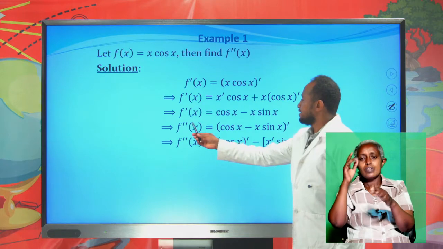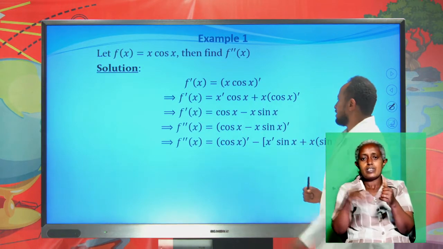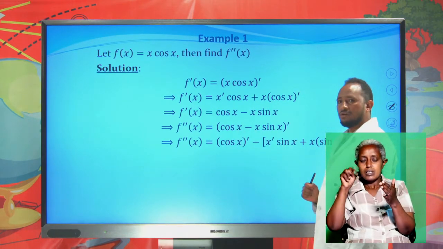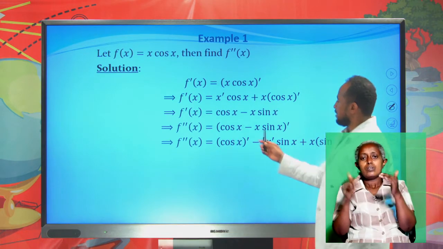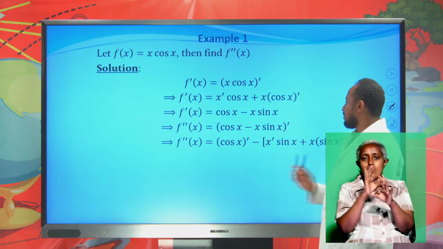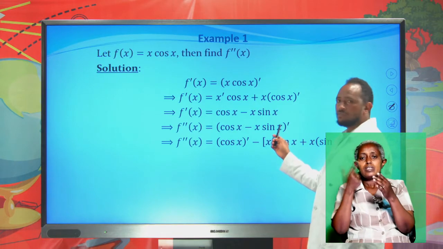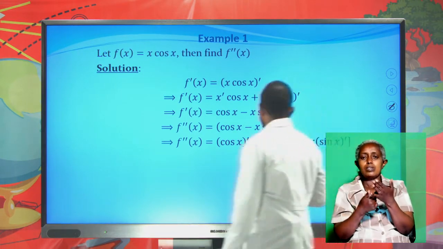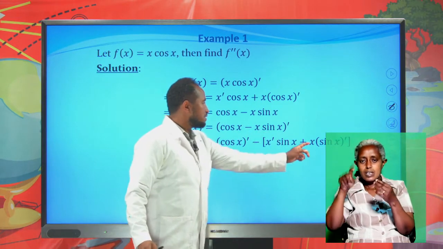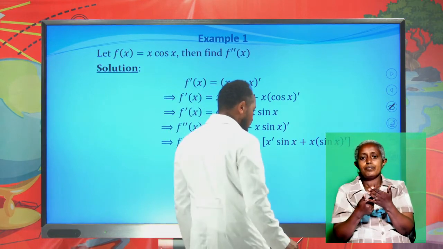To find the second derivative, take the derivative of the first derivative. That means the derivative of cos x minus x sine x. The derivative of a difference means you can differentiate the individual functions. Therefore, the derivative of cos x, minus the derivative of this, which is the derivative of x times sine x plus x times the derivative of sine x.